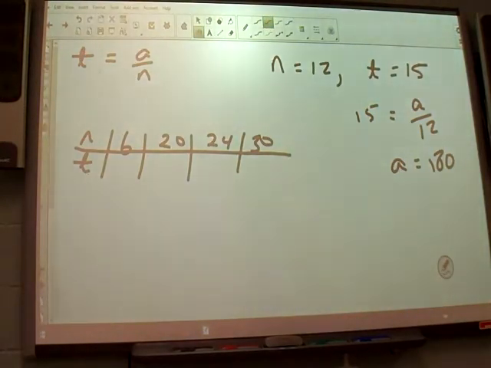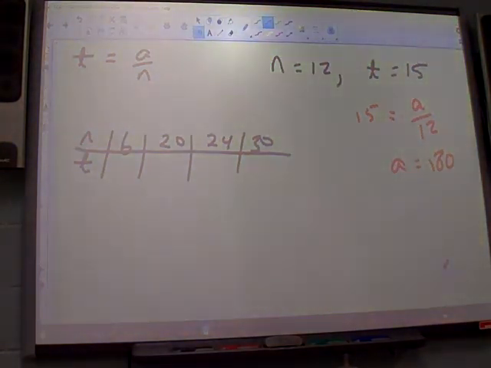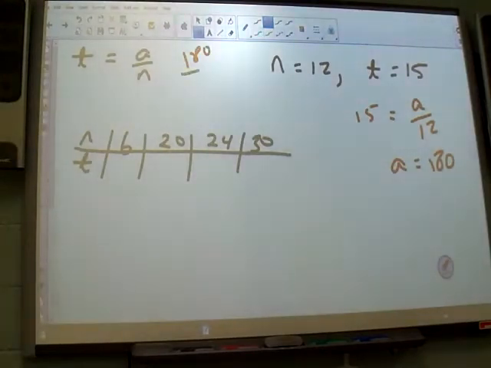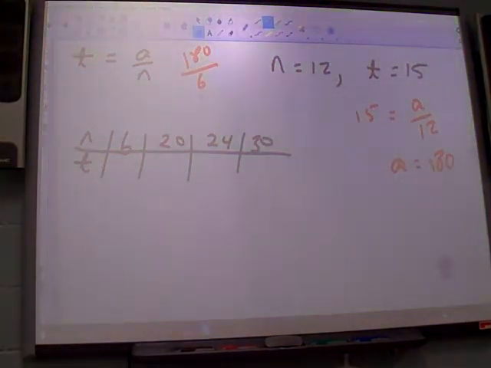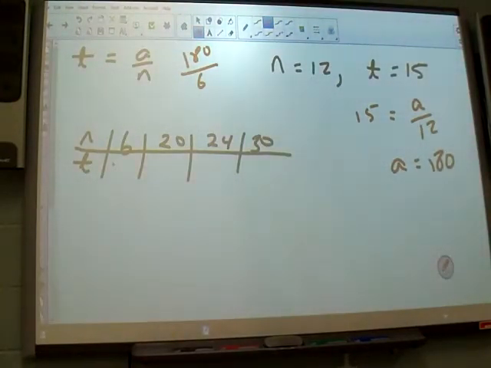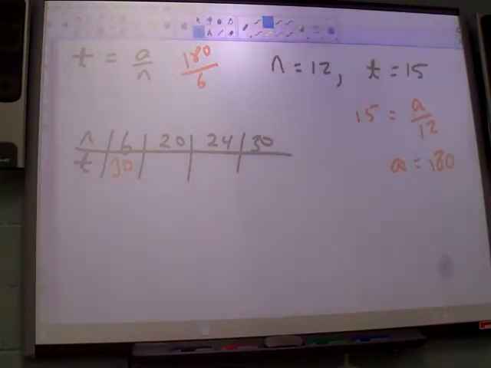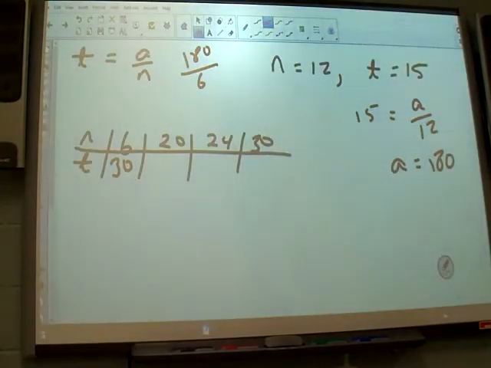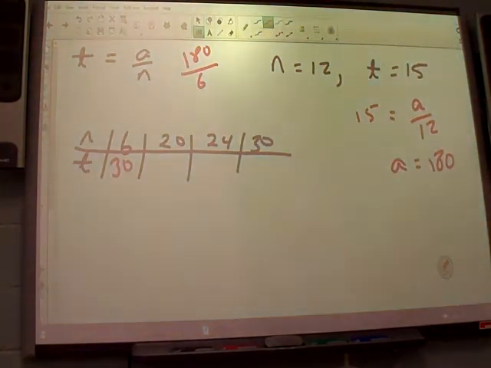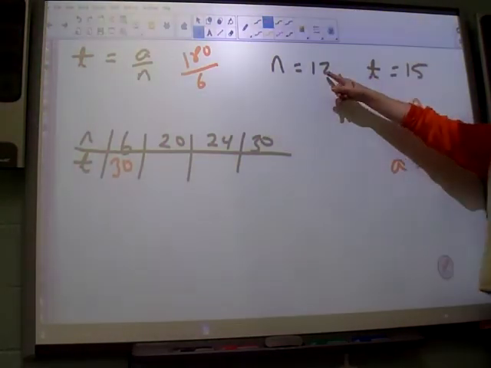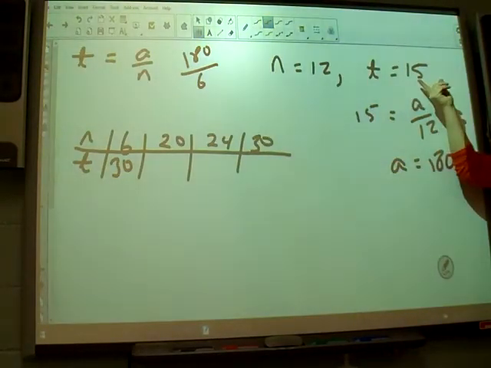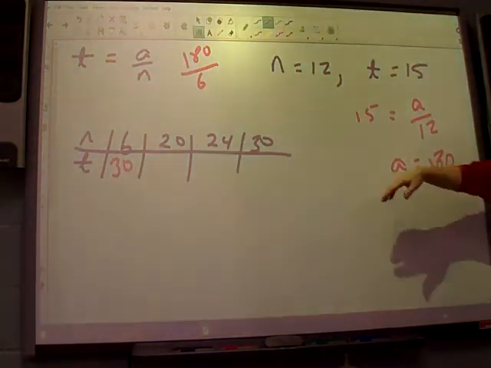Okay, so all I'm going to do to get my time on these now is do 180 divided by whatever my number of workers is. So what's 180 divided by 6? 30. So if I had 6 workers, it would take me 30 hours. Now, push pause and see if that makes sense. When I had double that amount of workers, it took me half the time. So it makes pretty good sense. So now just keep going.